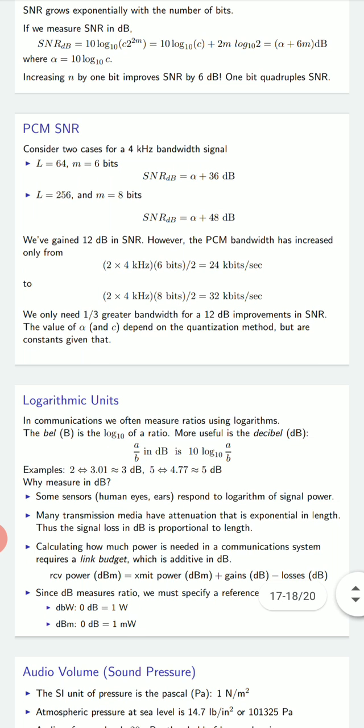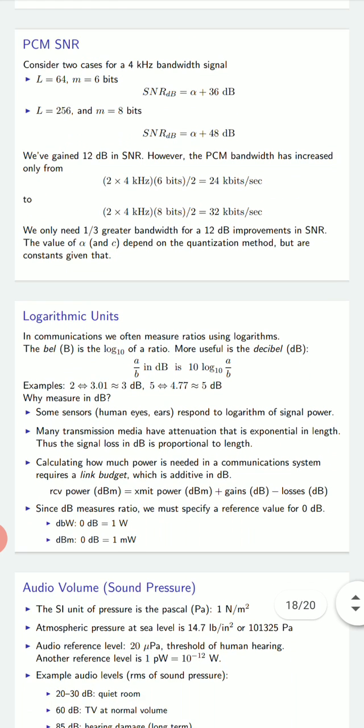Let's see two cases for the 4 kilohertz bandwidth signal. L equal to 64 and M equal to 6 bits. So here SNR will become alpha plus 6 into M. M we are having 6, 6 into 6, 36. So you can take alpha plus 36 dB. For L equal to 256, L is nothing but Q, and Q is equal to 2 raised to M. 2 raised to 8, you will get 256. So here alpha plus 6M, 6 into 8, you will get 48. So you can write SNR dB equal to alpha plus 48 dB.